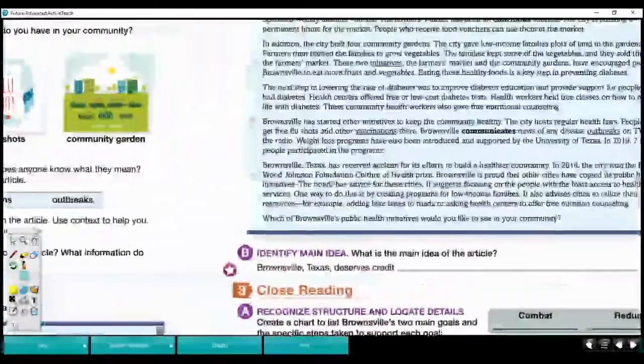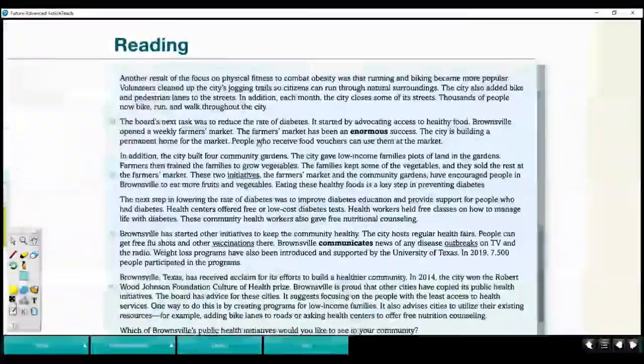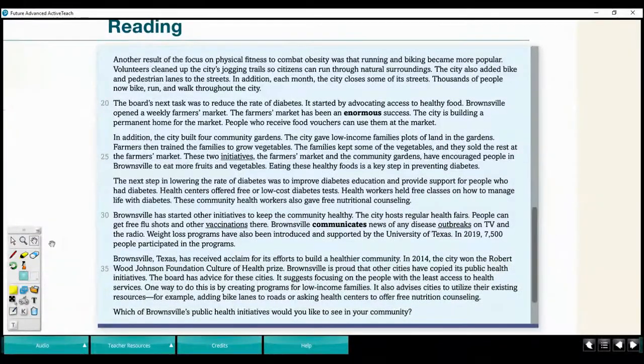After they created those sports teams, or another result, they continued to combat obesity by creating running and biking lanes, or jogging trails in the city, biking and pedestrian lanes.